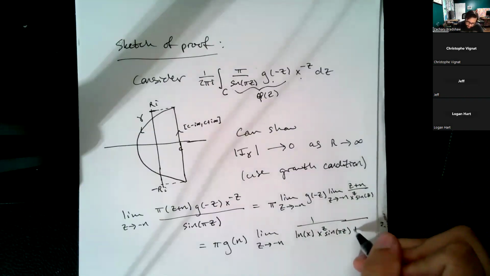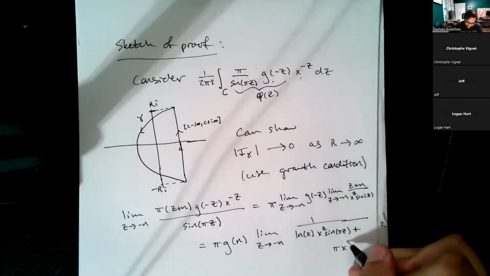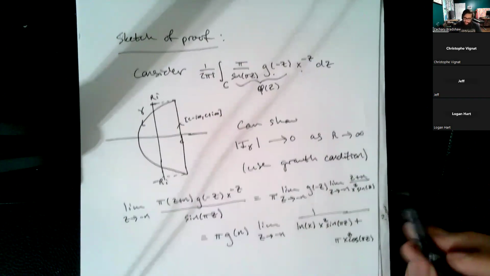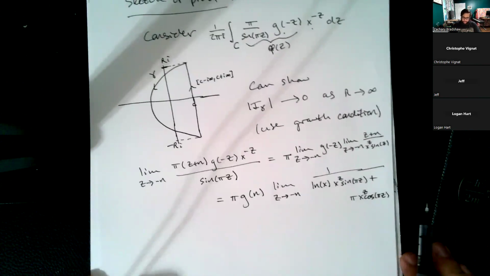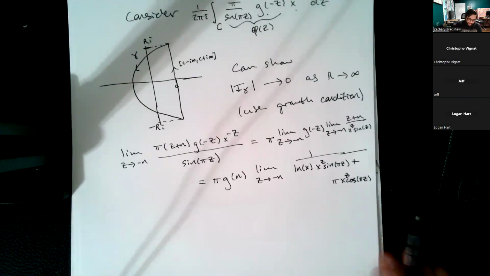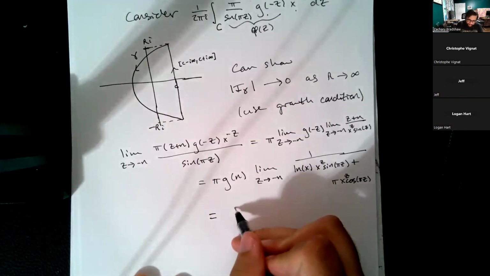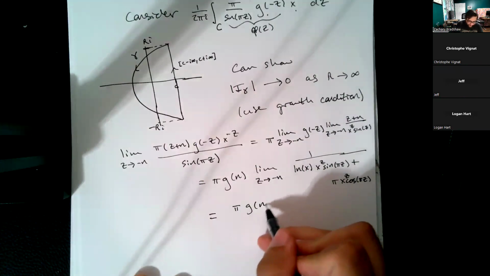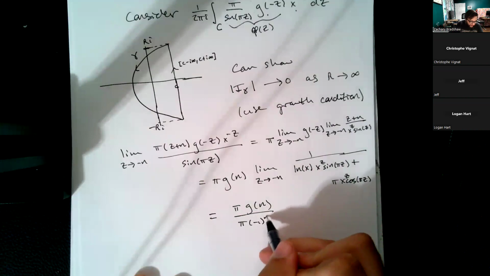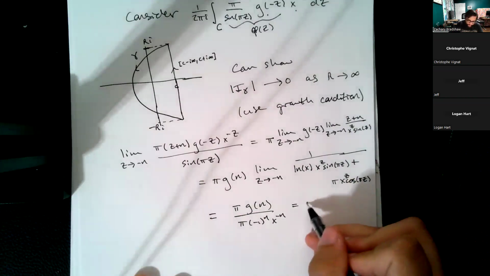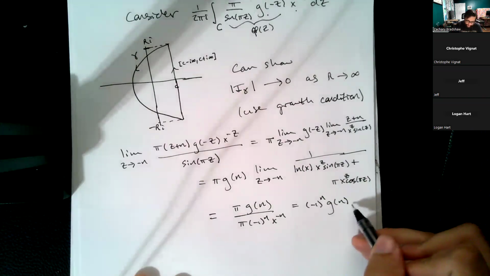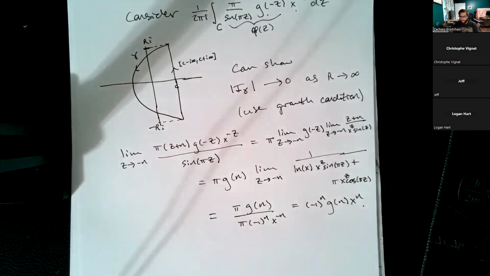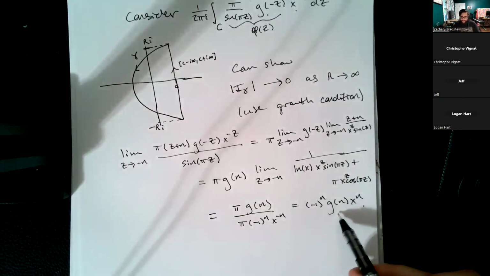I ran out of space, but we have a plus pi x to the z cosine of pi z. So again, that was L'Hopital's rule. I have an indeterminate form here of 0 over 0. Okay, and then now I take the limit, and this gives me pi g of n over pi minus 1 to the n, x to the minus n, which rearranging things is minus 1 to the n, g of n, x to the n. And this should look familiar.